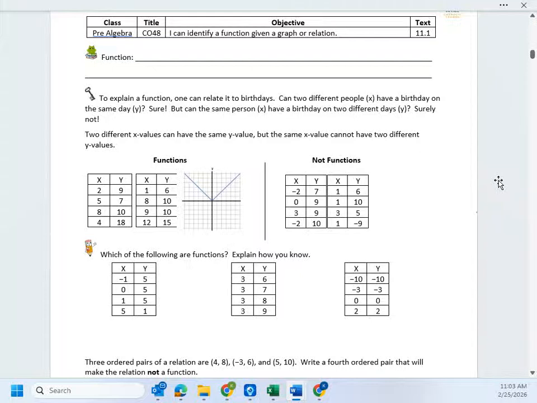Good morning. Today we are moving on with those functions. We are doing CO48. I can identify a function given a graph or a relation.